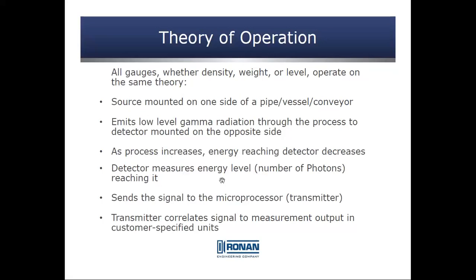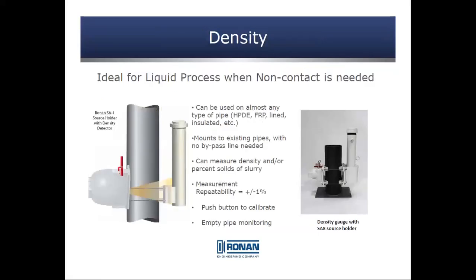So we already talked about the theory. For density, it's ideal for liquid processes when non-contact is required. These are some images of what it might look like on a pipe. We can mount this on any type of pipe. It's mounted externally with no bypass line needed. It can measure density or percent solids of the slurry.